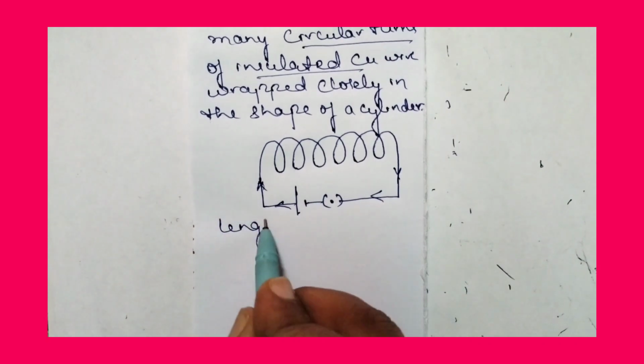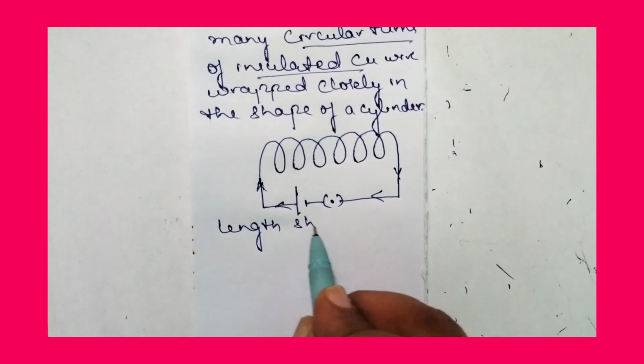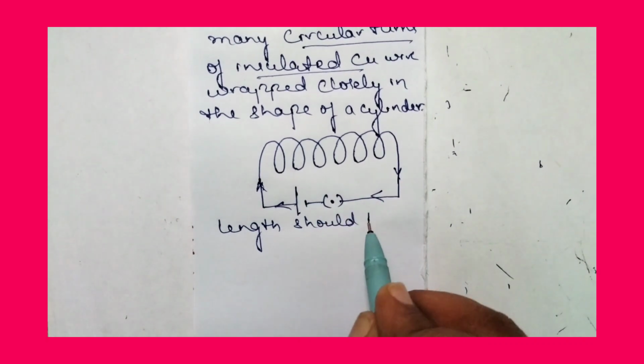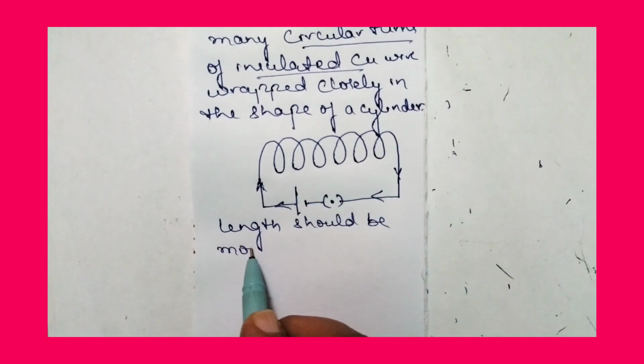The length of the solenoid should be more than its area.